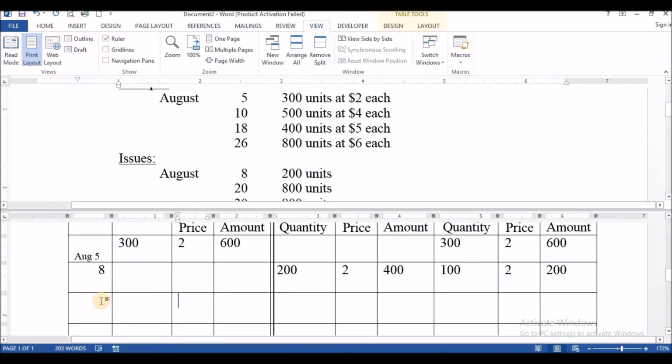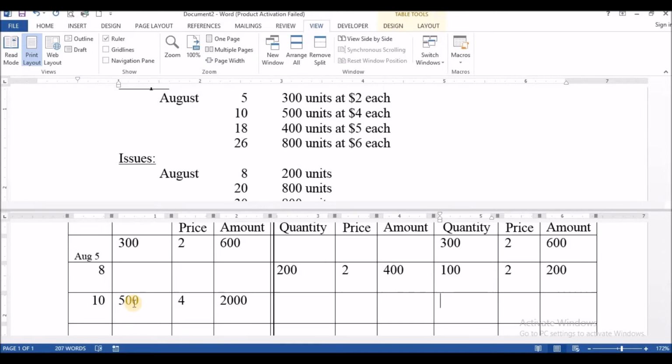So on the 10th, we purchased 500 units. So we are going to put the number of units, 500. 500 now will be at $4. 4 5's are 20, so that's $2,000 here.